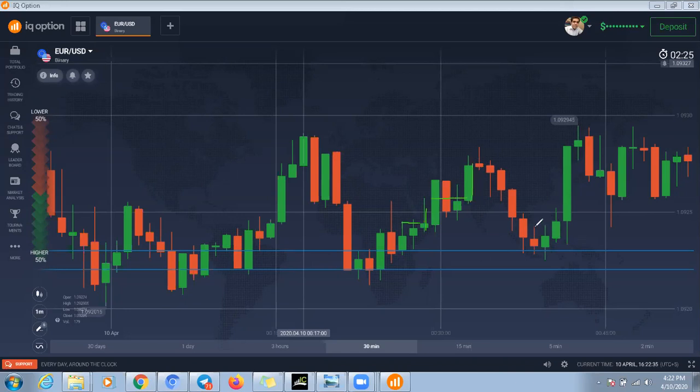Here, this is the wick. This wick is crossing in the spinning top. Look, the next candlestick goes up. But in this scenario, this wick is rejected from the level. That's why the next candlestick goes down. But in these scenarios, these wicks are crossing.